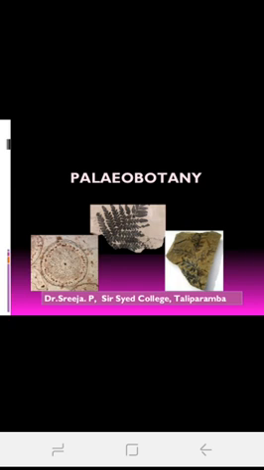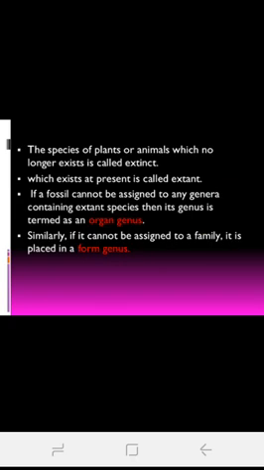You know what is paleobotany? Paleobotany is the study of plant fossils. So many million years back, many of our plants and animals that lived on the earth became fossils. And there are two different groups, extinct and extant. The species of plants and animals that no longer exist now are called extinct, and those which exist at present, you can call extant.